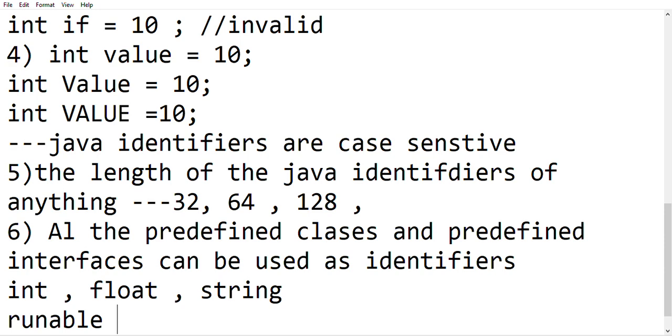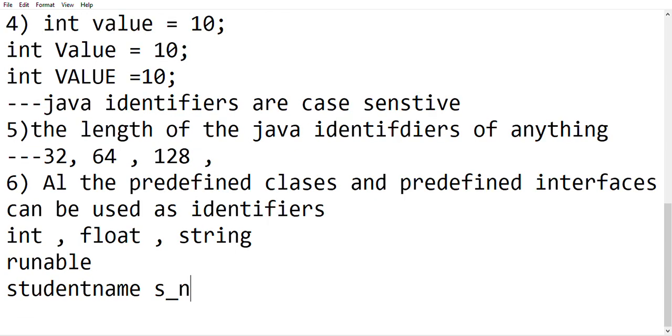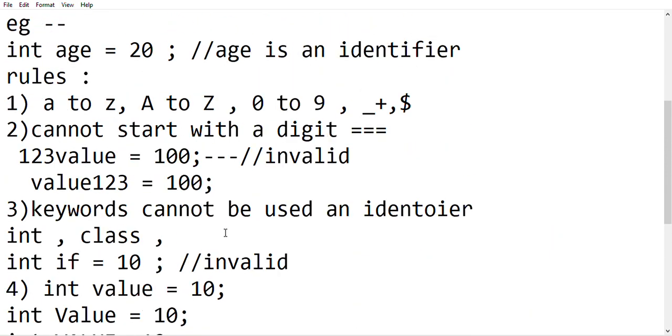Always choose meaningful names for identifiers. For example, use studentName instead of using s and underscore n. You choose meaningful names for identifiers. Okay, it makes your code easier to understand, so the readability of the code increases. So that's all about identifiers, the names we use to identify variables, functions, and more in our programs.